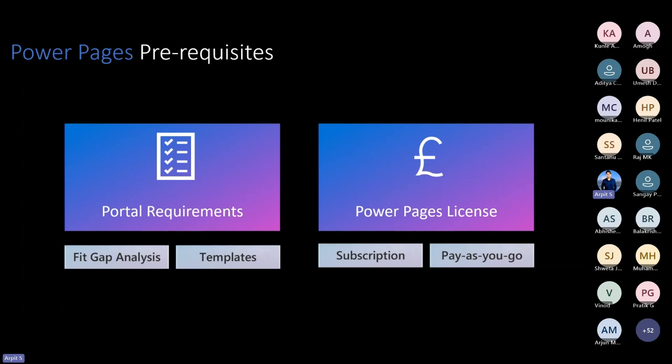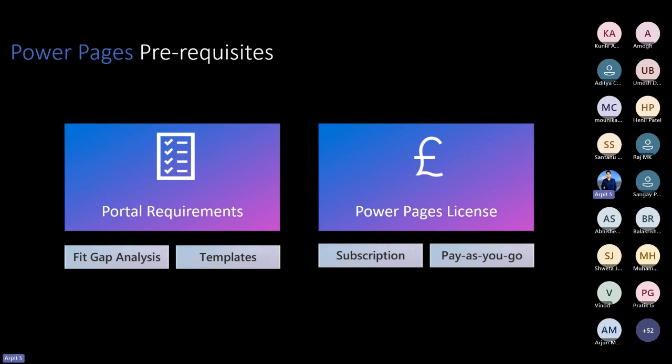Now, once you decide, okay, we are going ahead with the portal, the second thing that comes into the picture is licensing. Almost all the clients are mostly concerned about licensing, like what are the different ways of pricing of Power Pages, and what are the different types of licensing. Power Pages licensing comes in two flavors. The first is subscription based, and the second is pay as you go. It's kind of prepaid and postpaid, the way you recharge your mobile or your Wi-Fi, right? So subscription is like prepaid, and pay as you go is like postpaid.